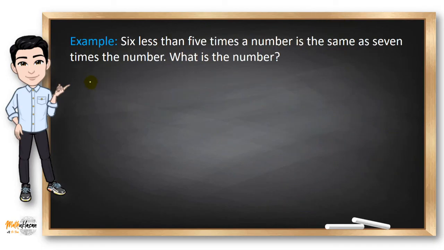6 less than 5 times a number is the same as 7 times the number. Let n be the number. If n is the number, then 5 times a number is 5n.